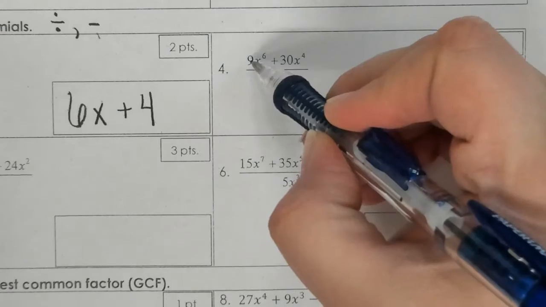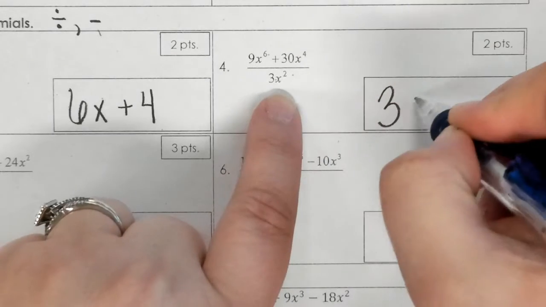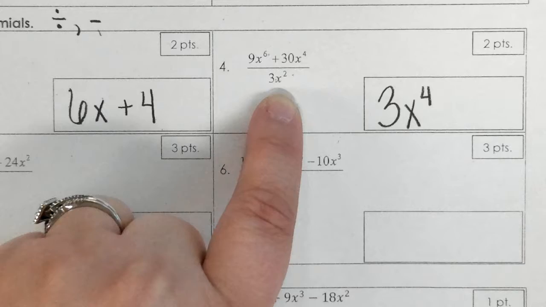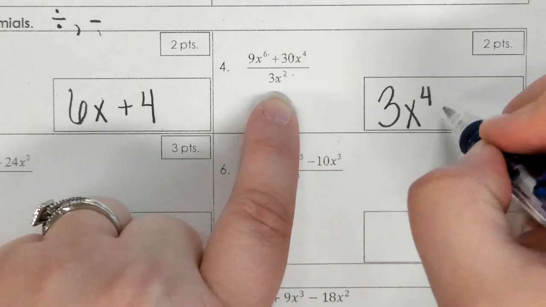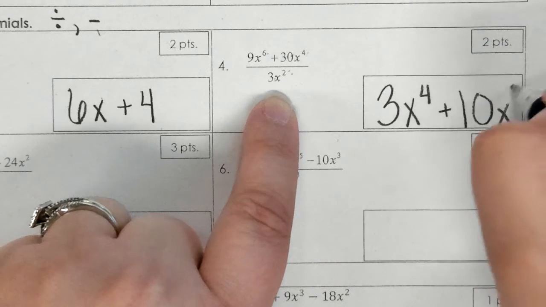In number 4, 9 divided by 3 is 3. 6 divided by 2 gives me x to the 4th. 30 divided by 3 is 10. And 4 minus 2 is x to the 2nd power.